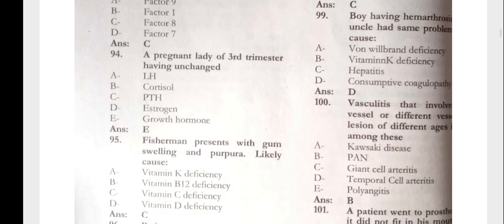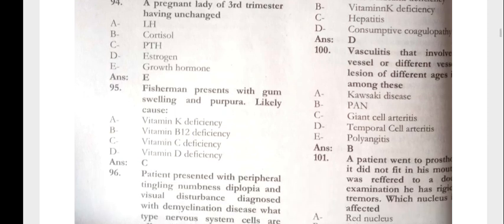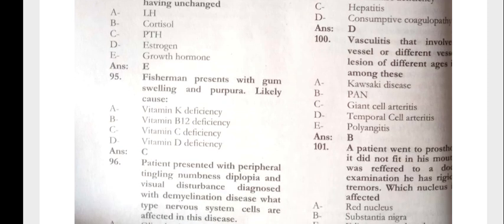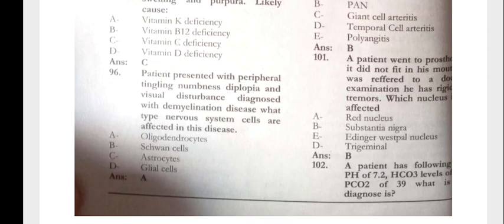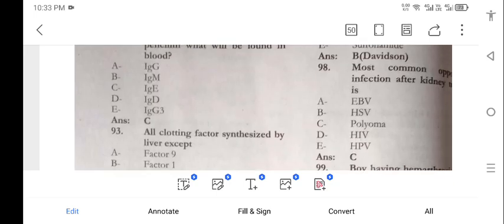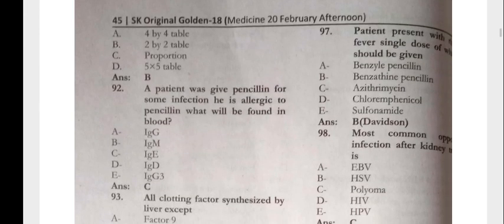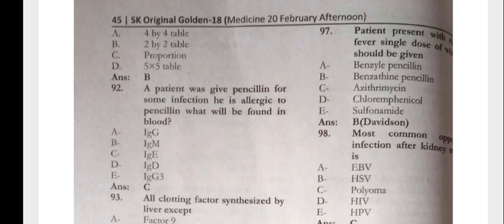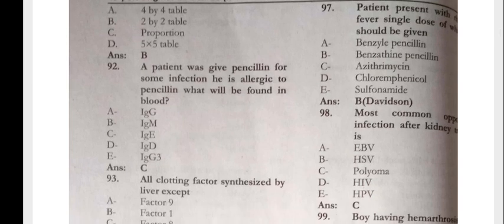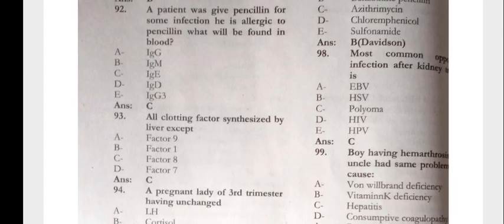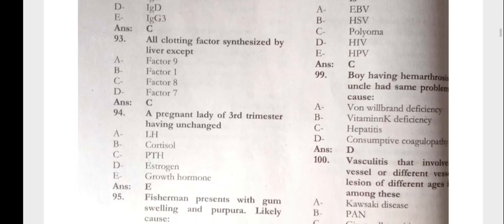The pregnant lady in the third trimester having unchanged growth hormone. The fisherman presents with gum swelling and purpura. Likely cause is vitamin C deficiency. The patient presents with peripheral tingling, numbness, diplopia, and visual disturbance, diagnosed as a demyelinating disease. What type of nervous system cells are affected in this disease? The oligodendrocytes. Next, the patient presents with fever, single dose of which should be given? That is benzathine penicillin. The most common infection after kidney transplant is polyoma.